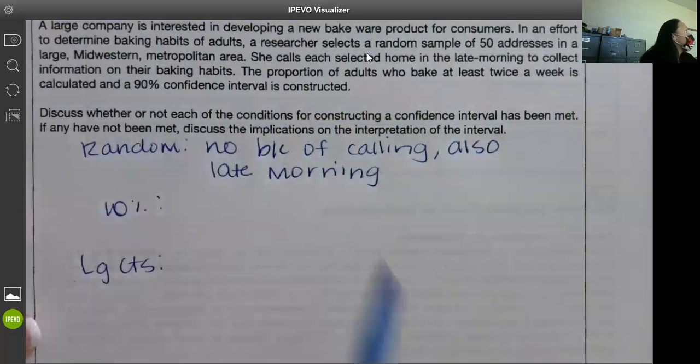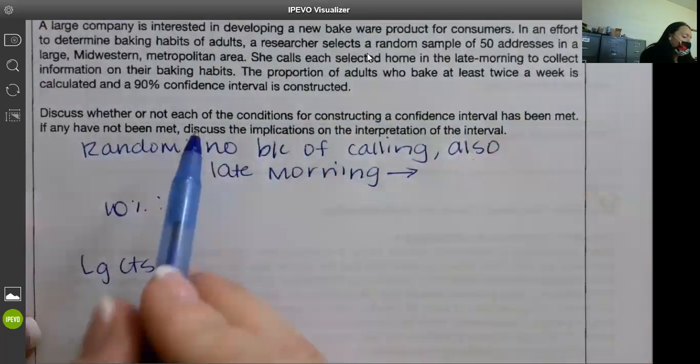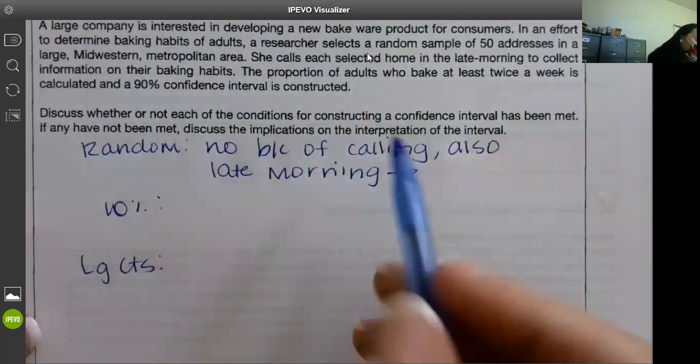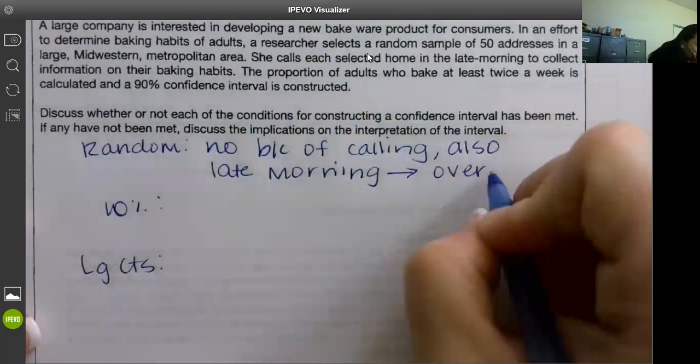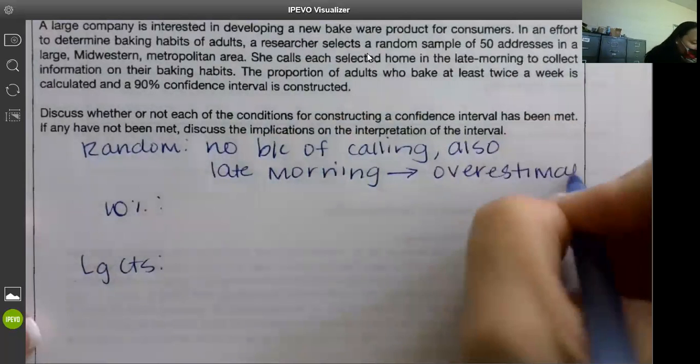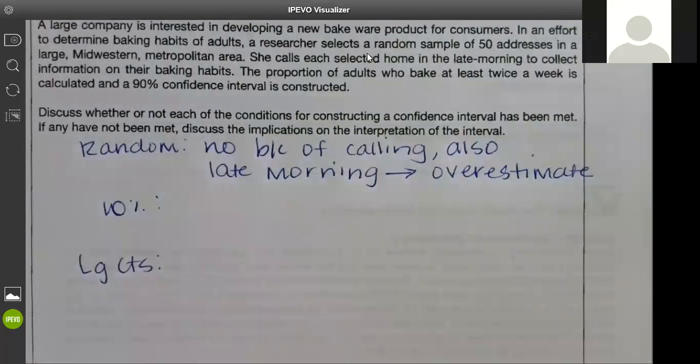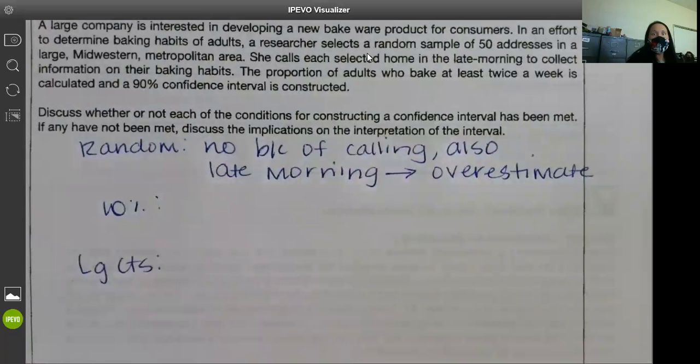You guys understand that? So there are two biases happening right here, not in the experiment, but trying to construct this interval. So you said, because it says discuss the implications on the interval, it would be an overestimate. I have a question. Okay, so even though it says random sample, it's not because of the bias. Yes, because of the time that she calls and because of actually calling. Because think about it, how many of you pick up your phone when a random number calls? Hardly anybody. So there could be non-response and under coverage.